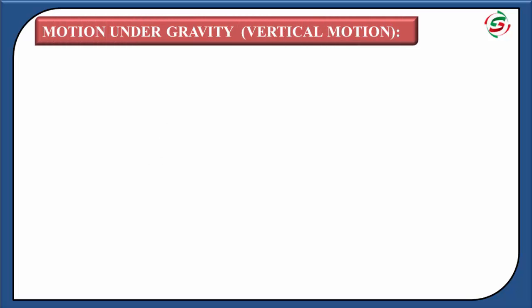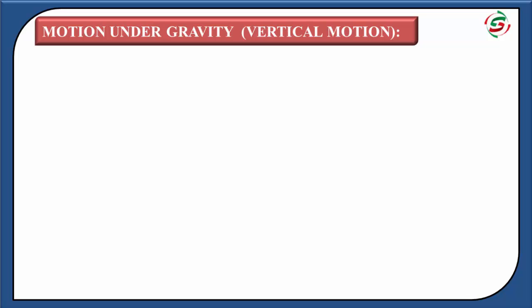Okay, dear students, next I am going to solve the problems on motion under gravity, also called vertical motion. Motion under gravity can be divided into two types: vertical motion and downward motion.